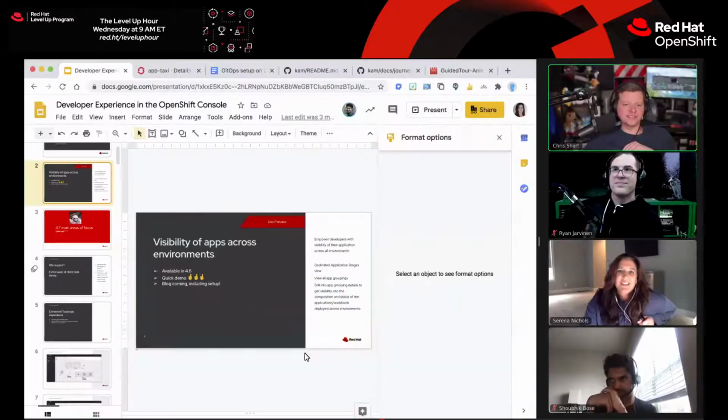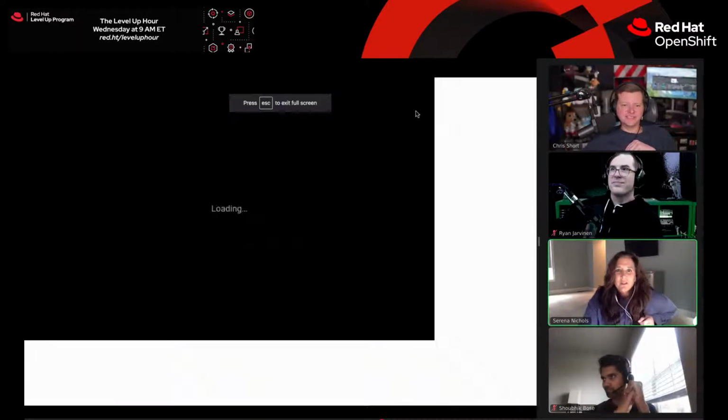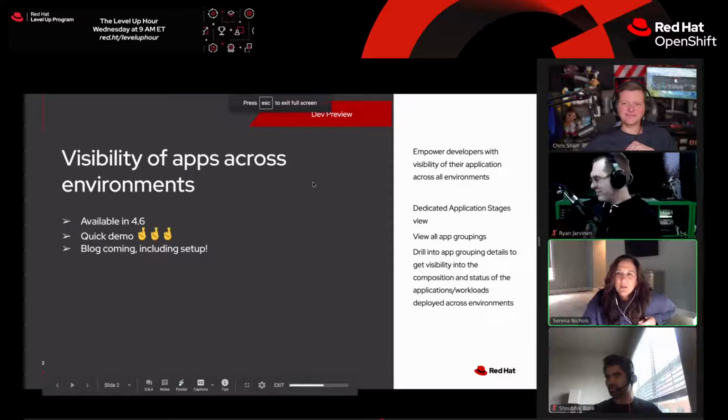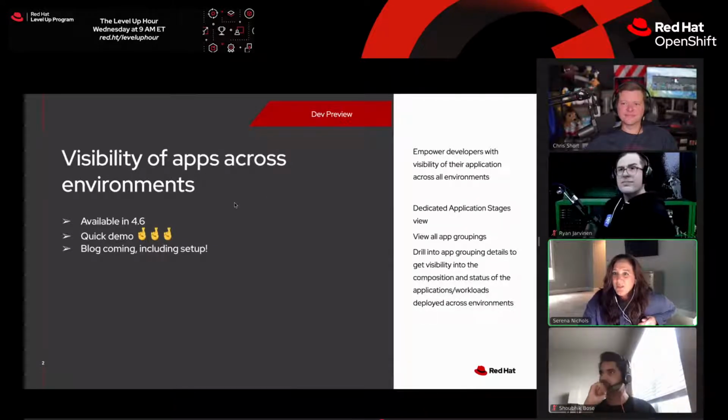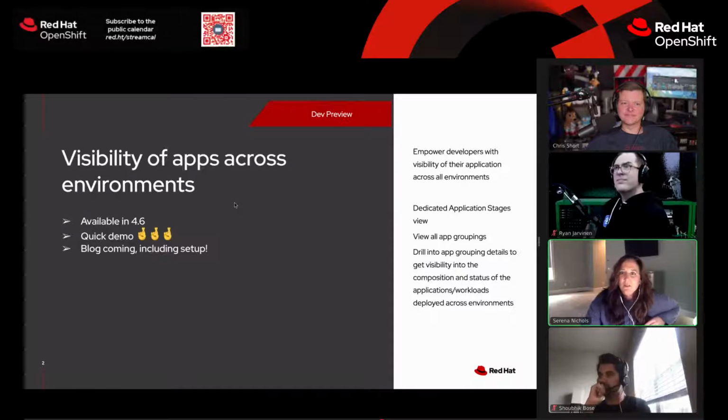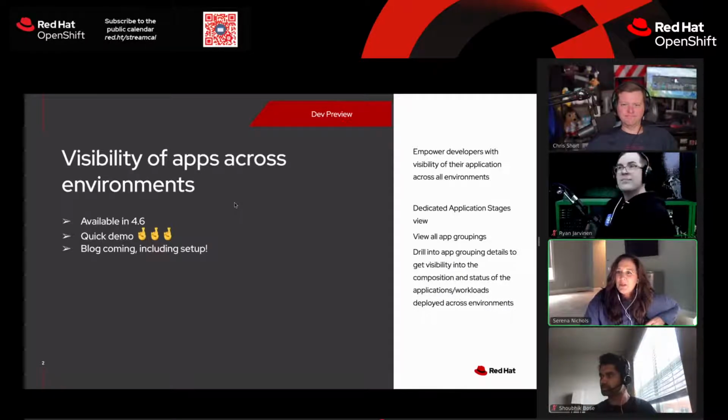All right. So let's jump right on in here. The first thing that we're going to talk about is visibility of applications across environments, which is available in 4.6. It's a dev preview feature. We're going to do a quick demo, and we have a cluster already set up, and Shubik is going to explain how that configuration was done.